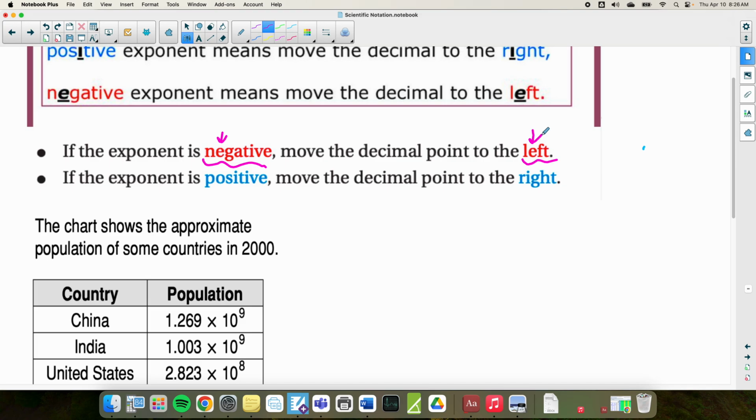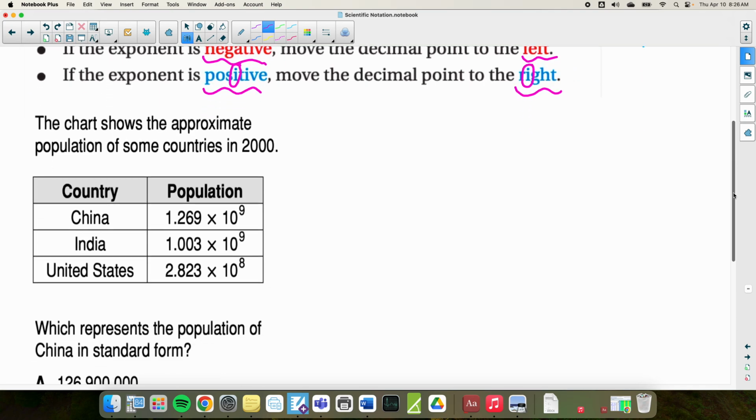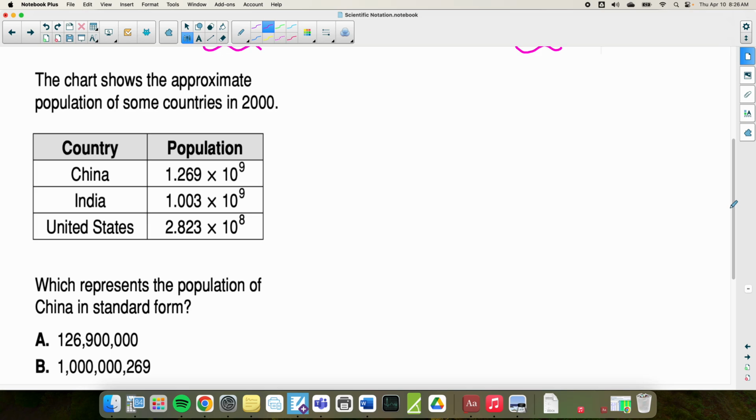If you have a negative exponent, you move to the left. If it's positive, then you move to the right. But negative to the left, positive to the right, okay? But like I said, I usually just think of it as: I want this number big, so I'm going to add zeros. If it's a small number, I add zeros before, like I put a decimal point and add zeros there.